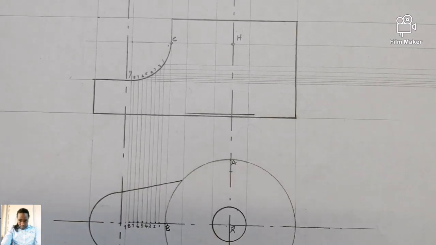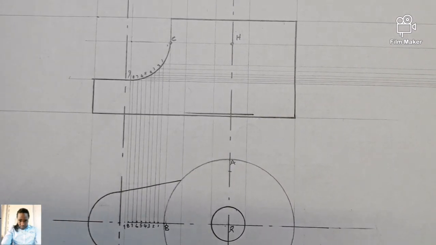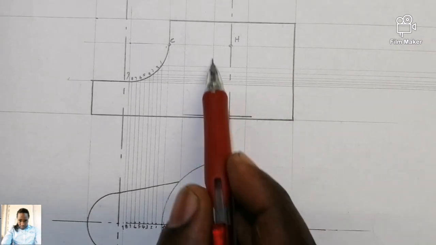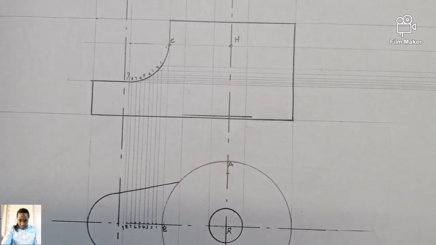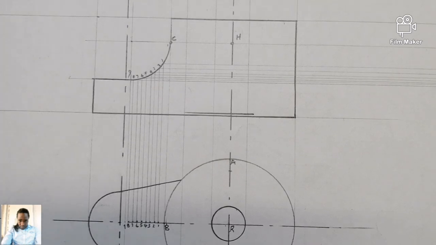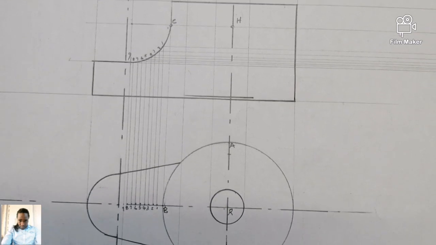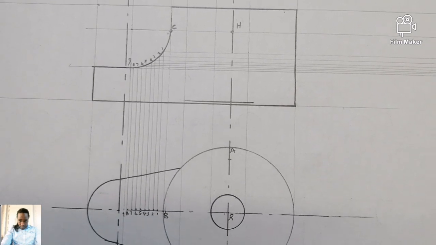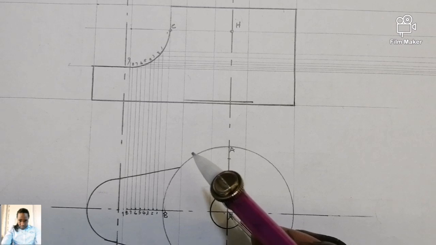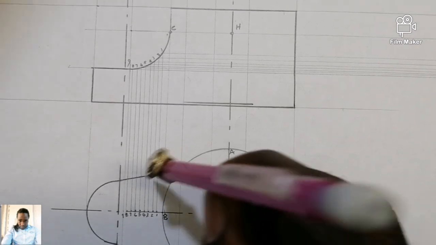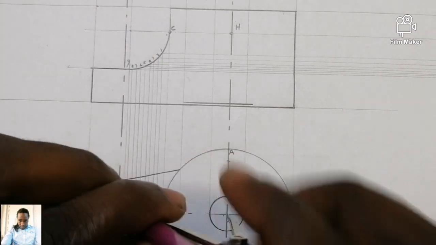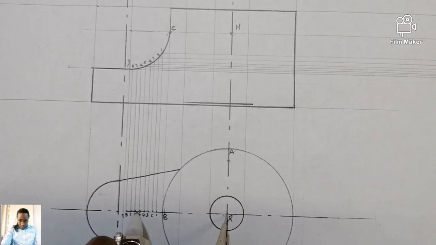Okay, now what are you expected to do now? Because you must get some points here. So you are going to make use of what? Of a reference point from your top view. Place your compass at point R, further extended to point 1, which is this one.